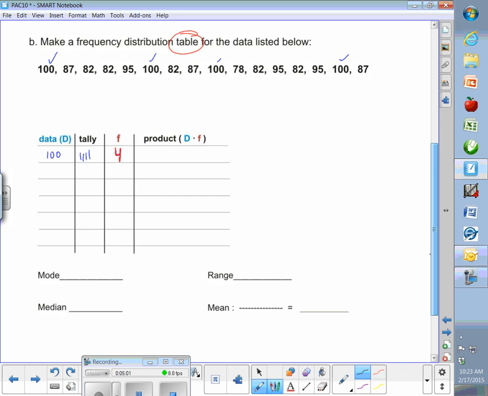And we can go back. I'm going to finish the product in black. So you're just taking 4 times 100, and that's 400. And our hundreds are done.